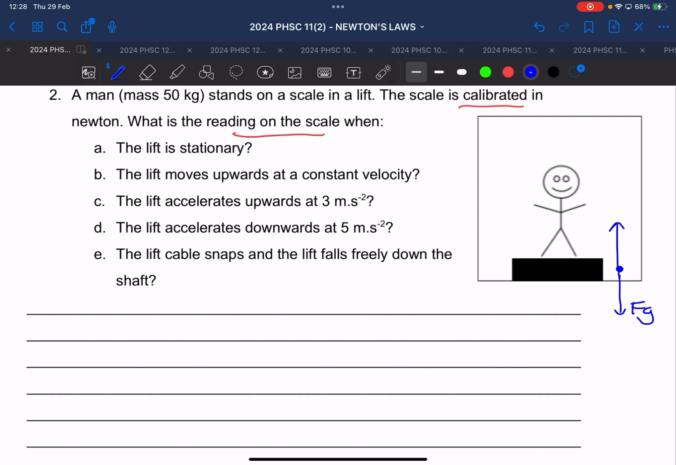And what do we call that force that goes perpendicular to the surface? The normal force.